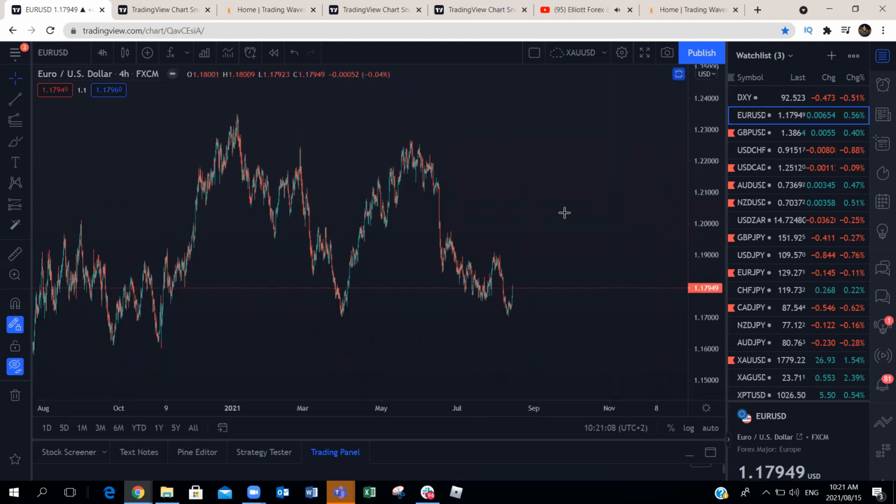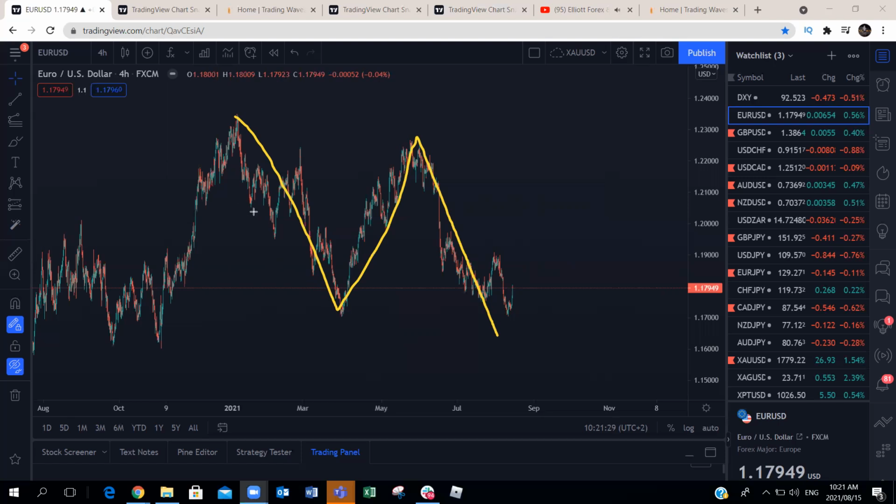Euro US dollar, similar structure, only that here we're looking at this one as a 3-wave structure. The bigger structure is 3 waves. Okay, so we can also look at this 1, 2, 3, 4, 5. This one as a leading diagonal here in wave A. Let's mark it here so you can have a look at this one as a leading diagonal in wave A.